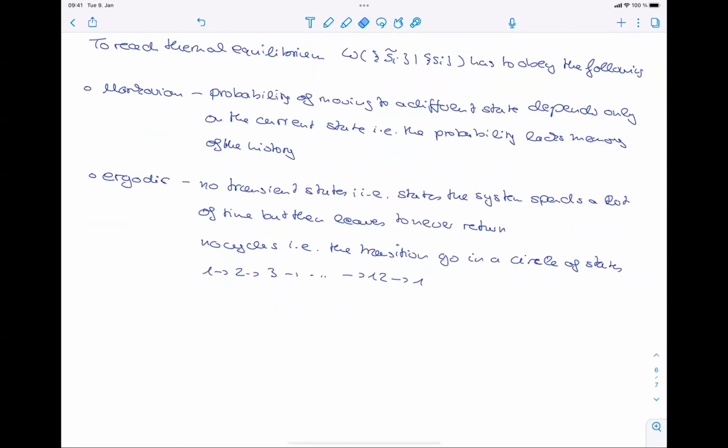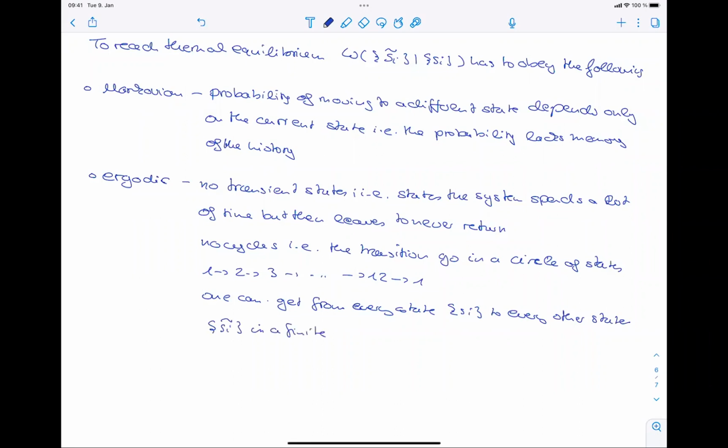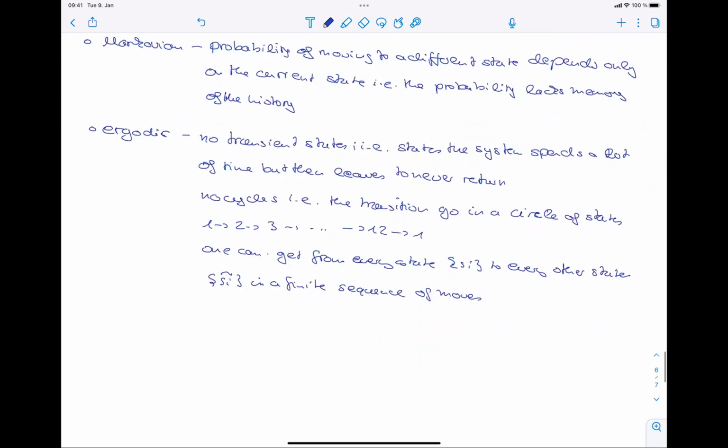So really the idea would be that one can get from a pre-state Si to every other state Si tilde in a finite sequence of moves, of steps in transition states. Okay.